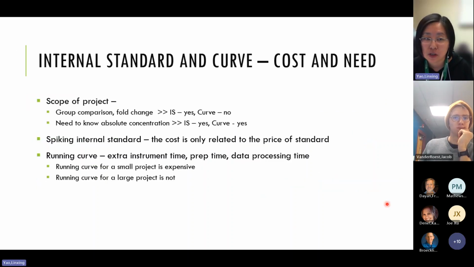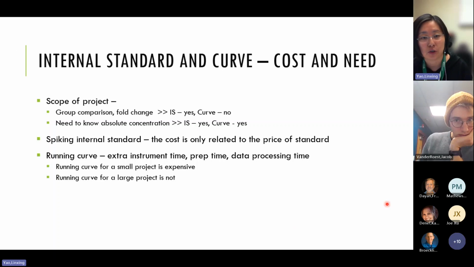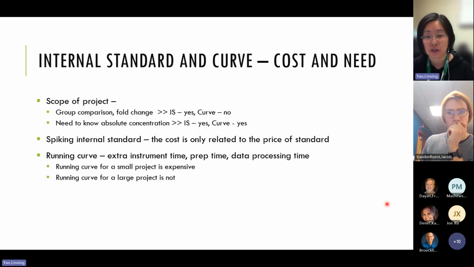Do we always want to use internal standard and the curve for targeted analysis? It depends on the scope of the project. If you are only interested in group comparison, fold change, then you don't need to use a calibration curve. But it's good to have internal standard there to normalize for the analytical variation. But if you need to know the absolute concentration, then yes, you need to run the calibration curve as well as spiking the internal standard.